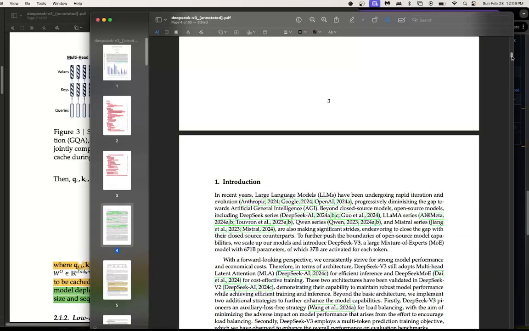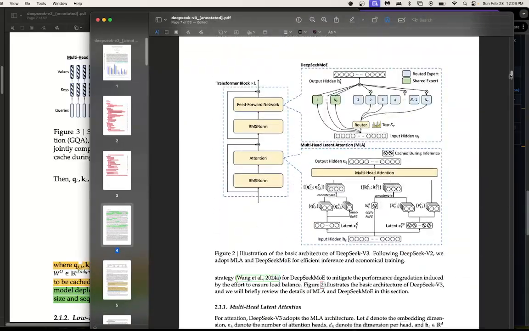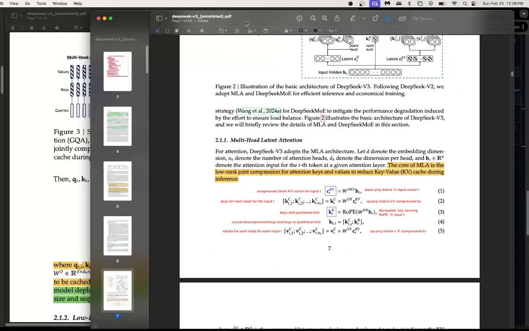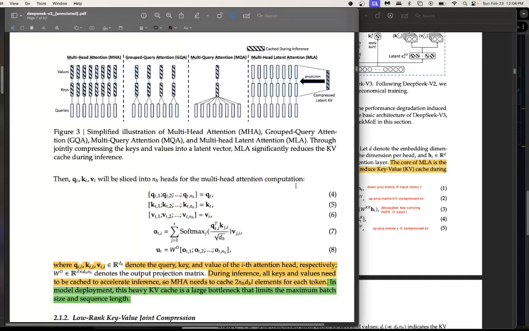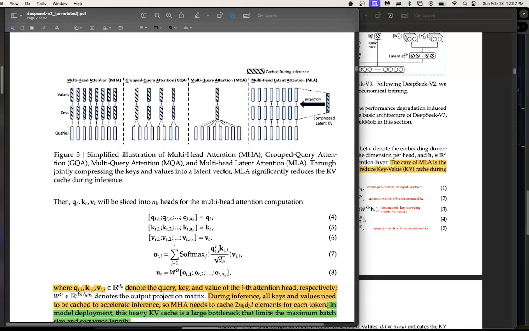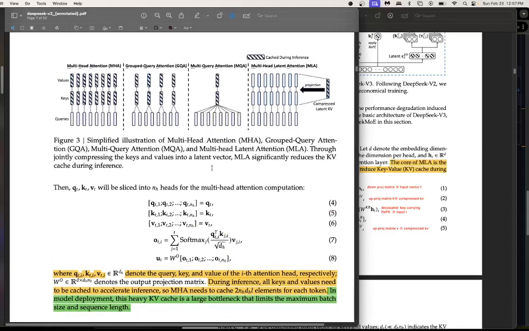I guess we can go down to where it starts the architecture section. As everybody might have heard, one of the first key architectural innovations in DeepSeek, actually introduced in DeepSeek V2, is the multi-head latent attention. This, I think, is best illustrated in the V2 paper, so I'm going to hop over to that. They have a better diagram and a more detailed explanation.